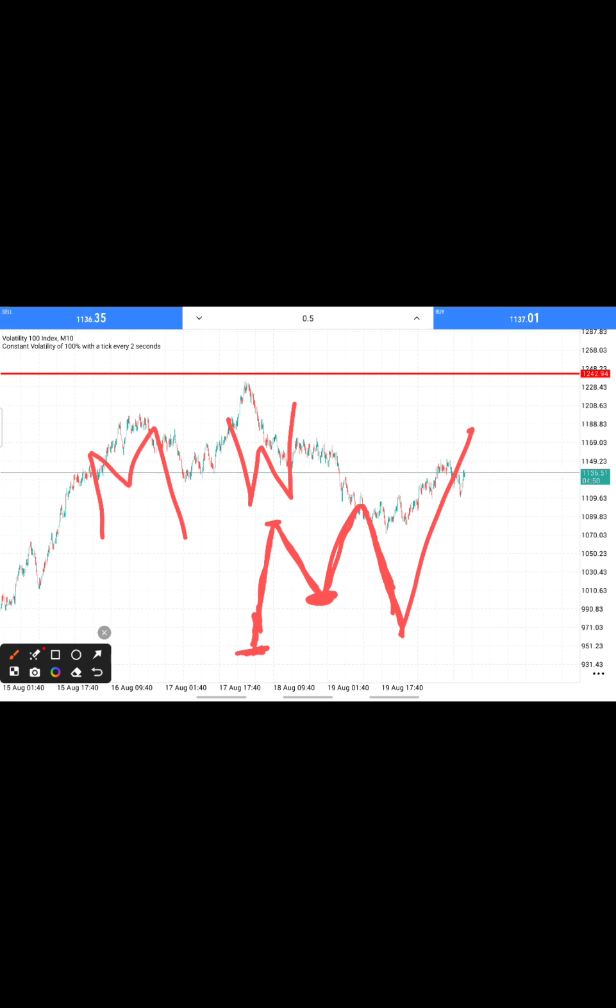Now what should you go for? Just make sure it takes out the liquidity, and go for the second high or second low. This is the high here, went for the second high. This is the low here, went for the second low.